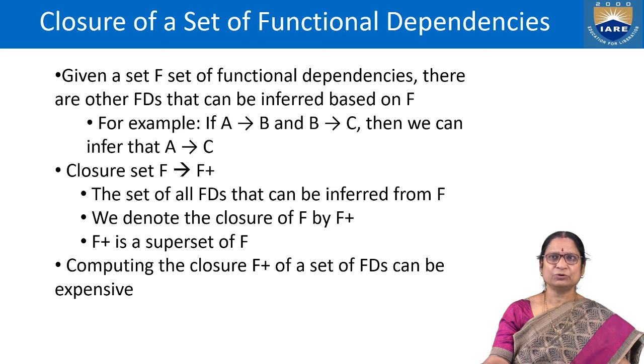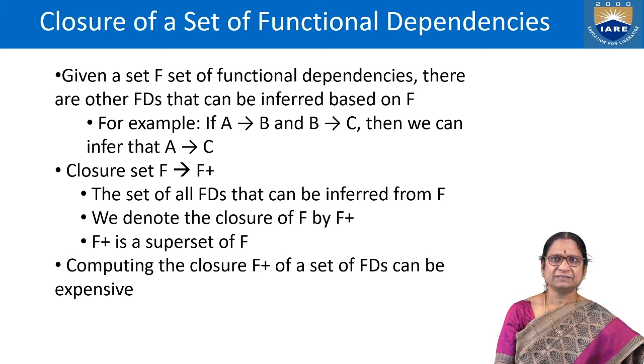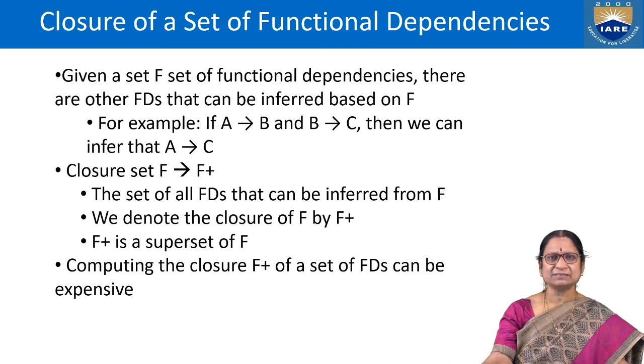Now we'll discuss the closure of the functional dependencies. Given a set of FDs, there are other FDs that can be inferred based on F by using all these inference rules, Armstrong axioms. Then that set is known as closure of F. But we need to find out all such FDs. It's actually a very tedious job. The set of all FDs that can be inferred from F, including trivial dependencies. In the last session, I explained what are trivial dependencies. So F plus is a superset of F. It consists of all FDs plus additional FDs inferred from the set of FDs.